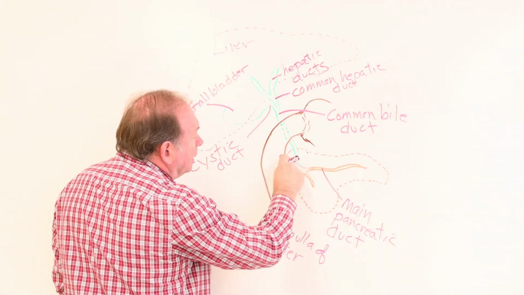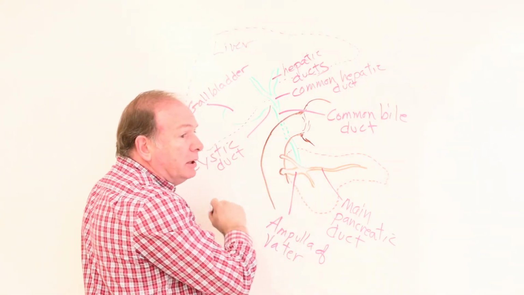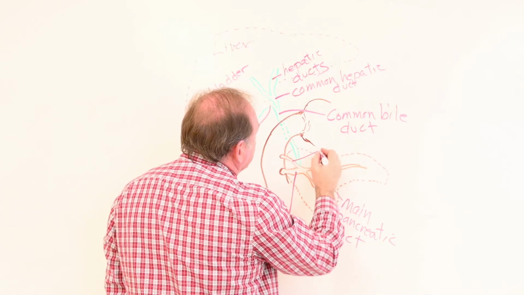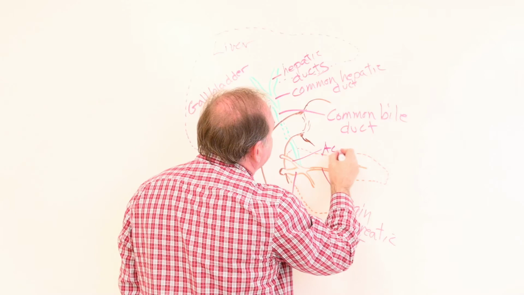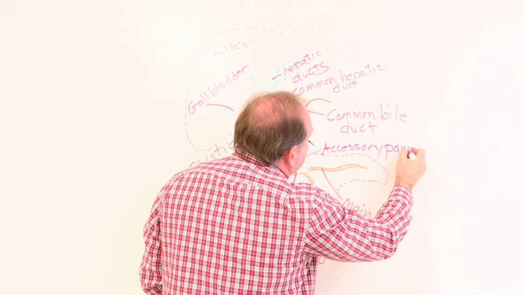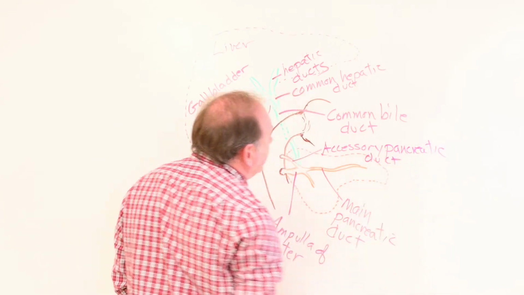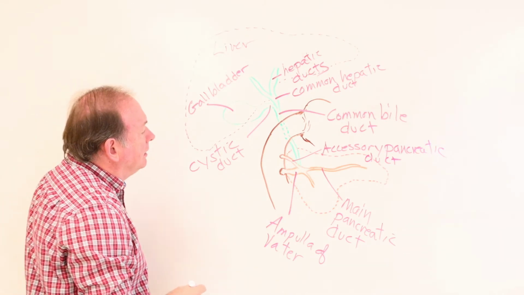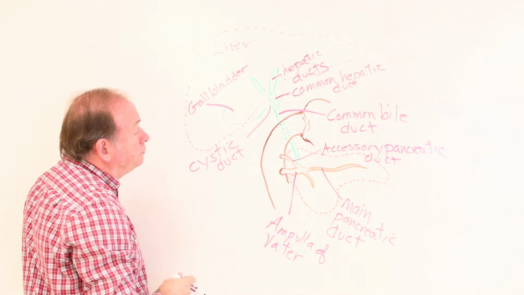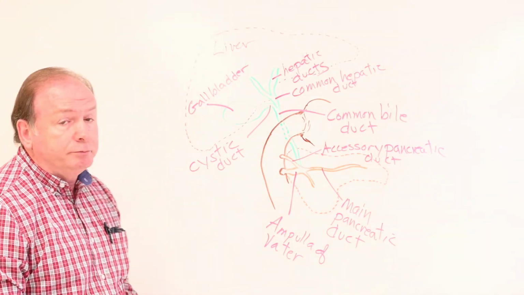The old connection of the dorsal pancreas right there is usually not active or lost, and we refer to it when it is active as the accessory pancreatic duct. Accessory pancreatic duct. So those are parts of the biliary system. The biliary system.